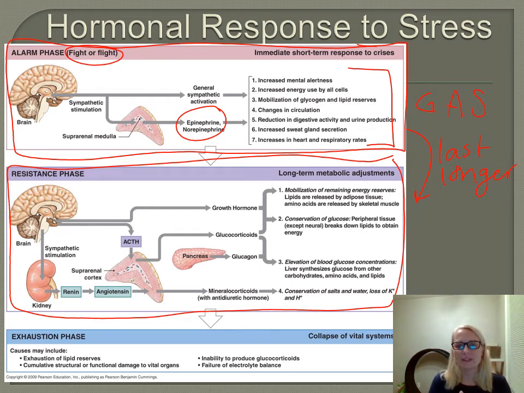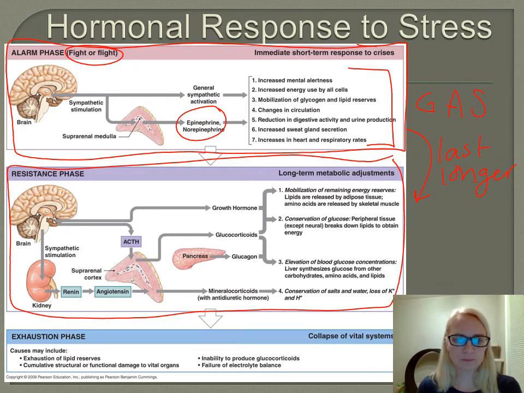If that back to normal doesn't happen and you're continually in this long-term stress state, my brain goes to somebody stranded on a deserted island, or somebody in a war-torn area, or famines and no food. A starving situation, to me, is what would be a good example of this resistance phase. So long-term metabolic adjustments: you can't maintain homeostasis because you're not eating food. So what is your body going to do to make you last as long as you can?